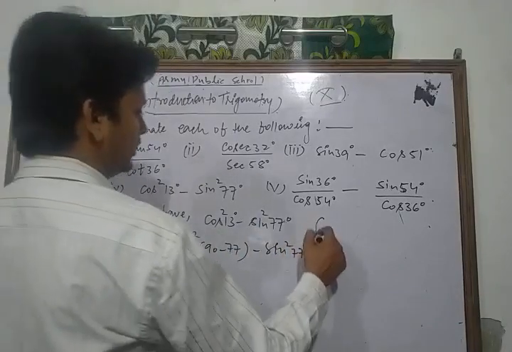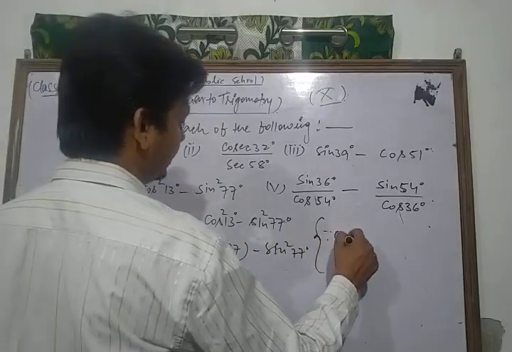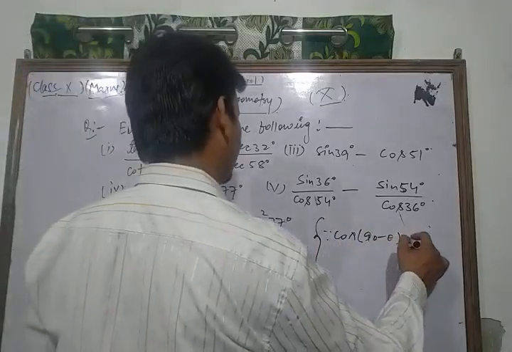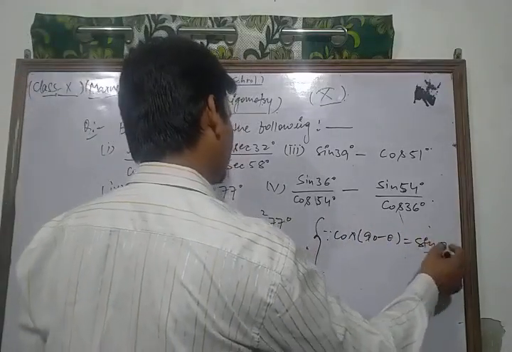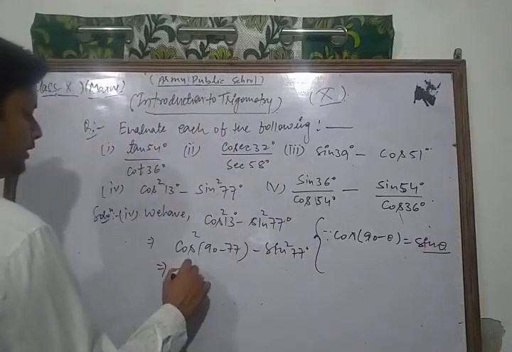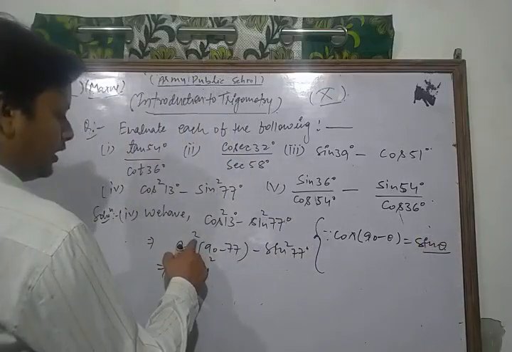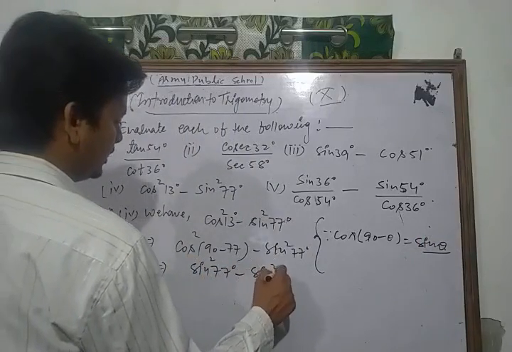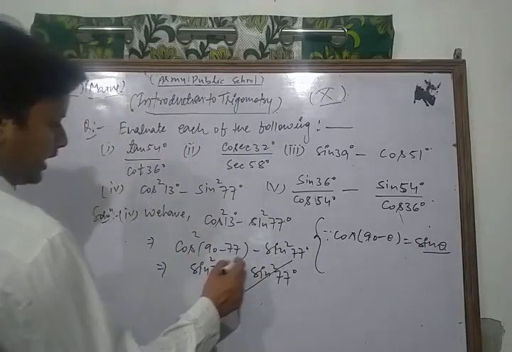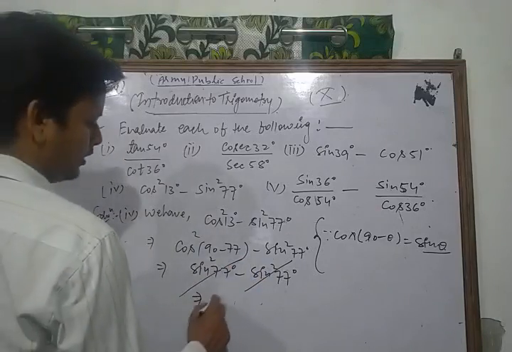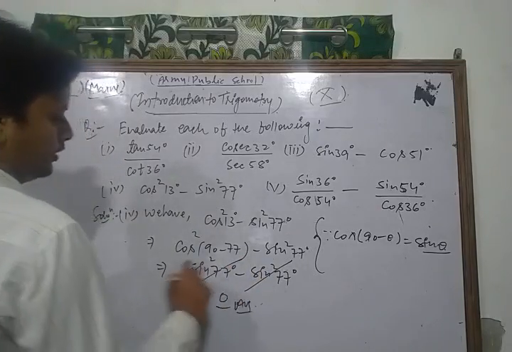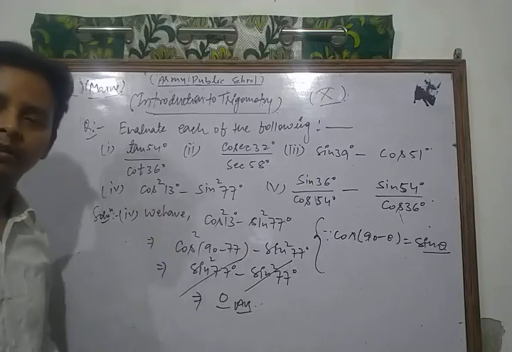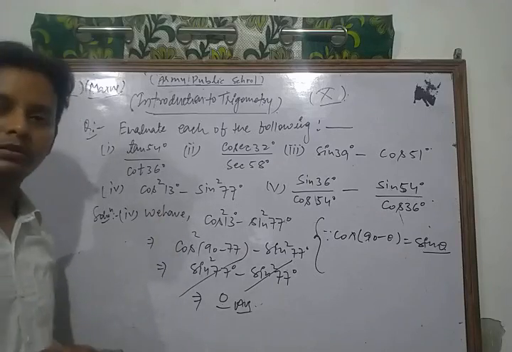And just you know that cos (90 minus theta) is equal to what? Sin theta. So here we can write sin square 77 degree and minus sin square 77 degree, right as it is. Now these cancel each other, so we get 0. This is the required solution. So this is the solution of that question. Using that concept you can solve that type of question.